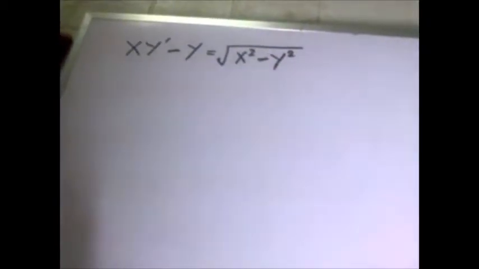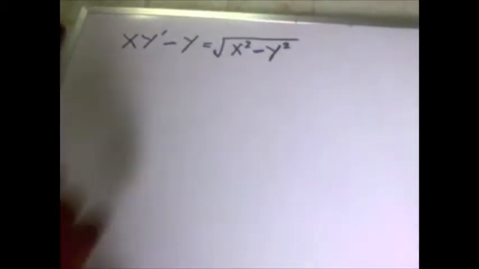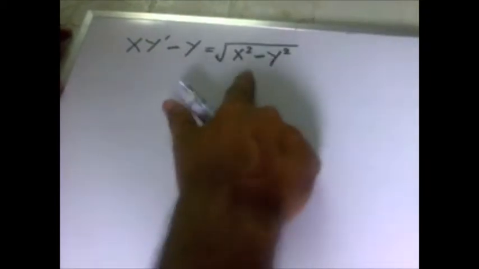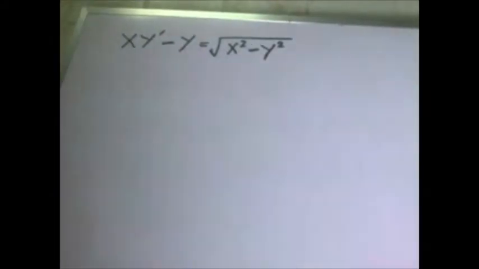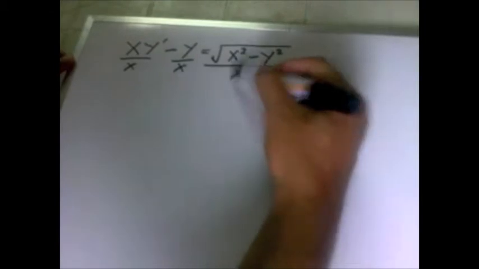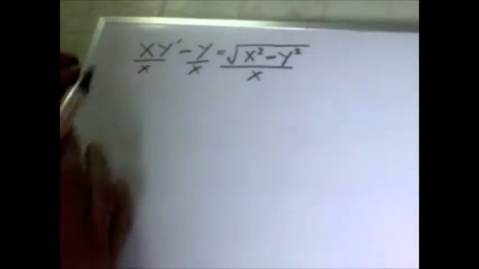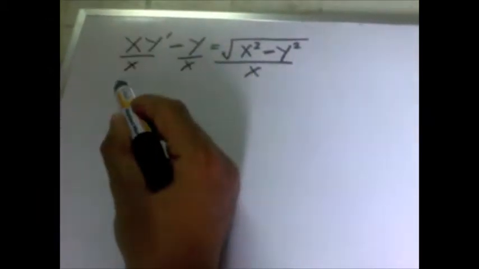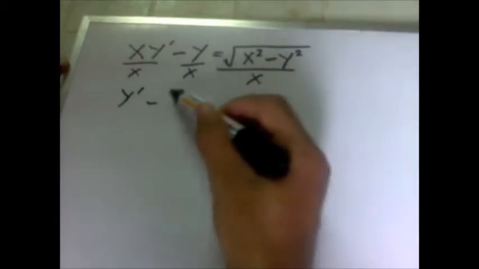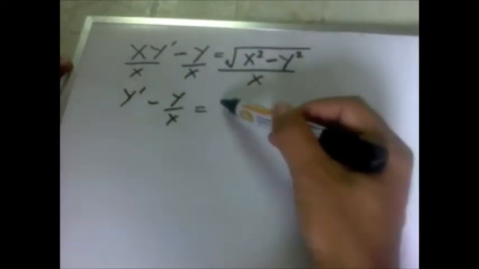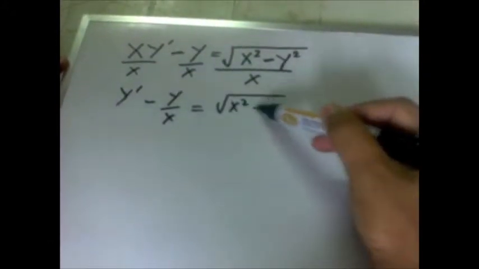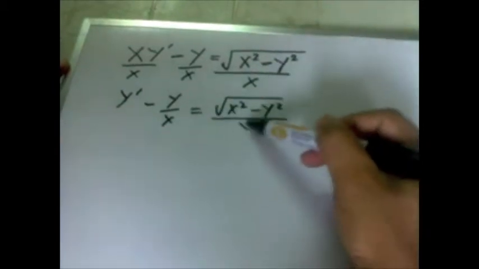Okay, so we are now on our problem number 3, and the equation given is x y prime minus y equals the square root of x squared minus y squared. So the first thing that we have to do is divide by x on both sides. Of course, we divide all the terms within that equation. So the equation now becomes y prime minus y over x equals the square root of x squared minus y squared over x.